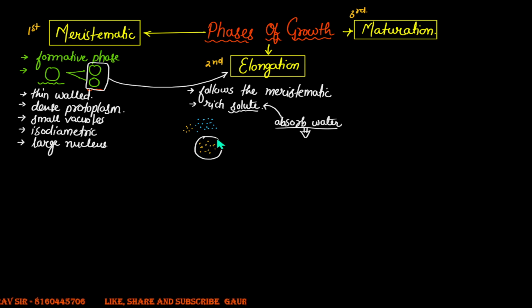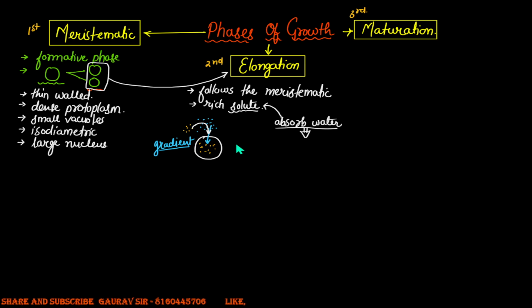So it establishes a gradient. There is a difference of water created between the outer and the inner region of the cell. This allows the water to enter into the cell, and when the water enters the cell, along with it also takes some of the solutes which are there in the outside, right?